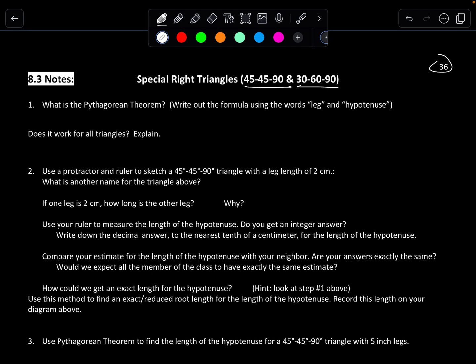What is the Pythagorean theorem? Write out the formula using words leg and hypotenuse. Well, the Pythagorean theorem is really leg squared plus leg squared should equal the hypotenuse squared. Does it work for all triangles? No, it only works for right triangles.